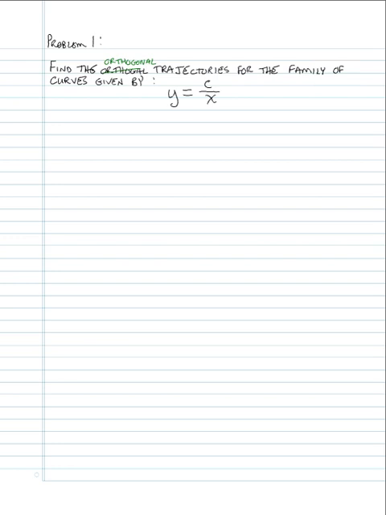Let's isolate the constant c because it's causing us a little bit of grief here. So step one for us here is to isolate c. And all I'm doing is multiplying both sides of the equation by x. So we get yx is equal to c.